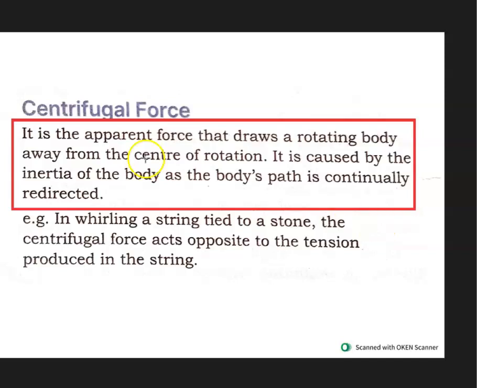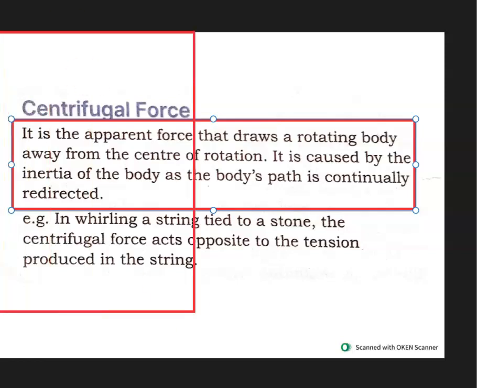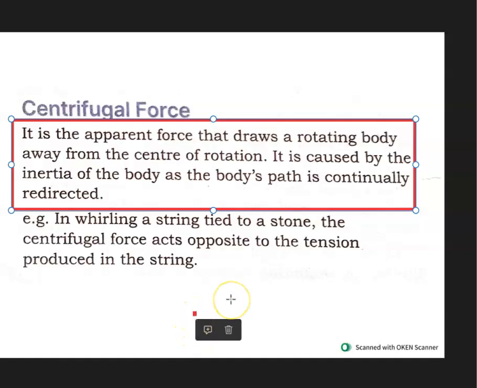So again, if we come back to the example of a stone that is tied and that is whirled around, then if we talk about centrifugal force in the example of whirling a string tied to a stone, the centrifugal force acts opposite to the tension produced in the string. It will always be in the opposite direction of the tension that is produced in the string. We are supposed to remember that. So centripetal towards the center, centrifugal away from the center.